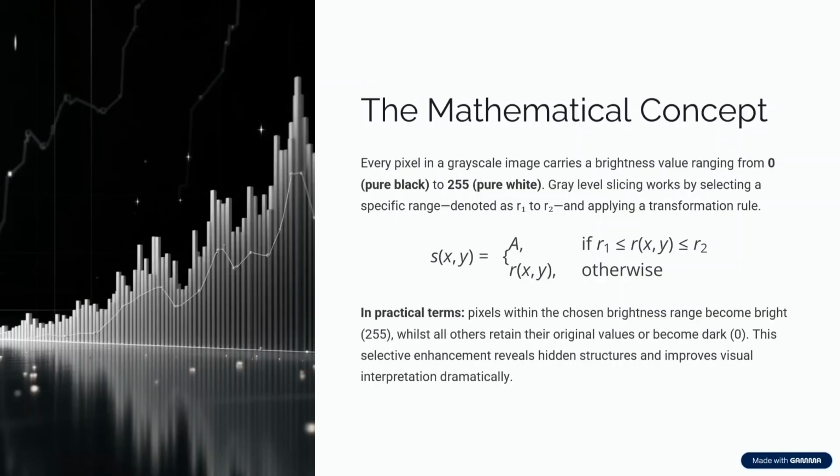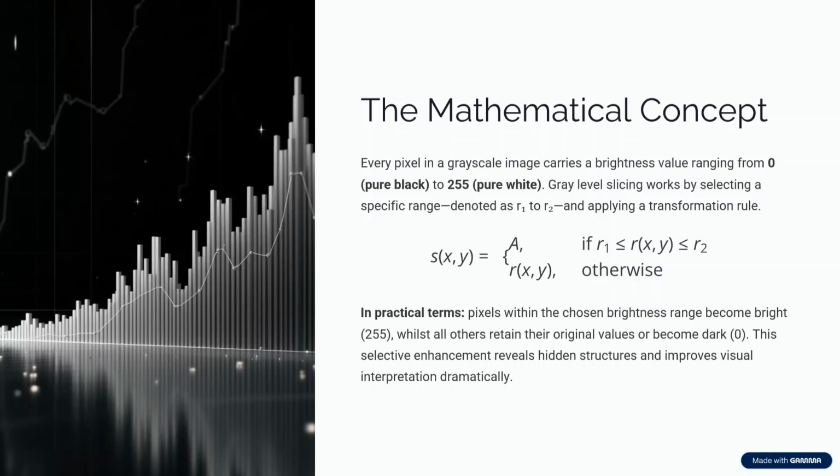Let's now understand the simple math behind it. Every pixel in a grayscale image has a brightness value ranging from 0 to 255, 0 as black and 255 as white. In gray level slicing, we select a specific range, say from R1 to R2. Then we apply a rule.